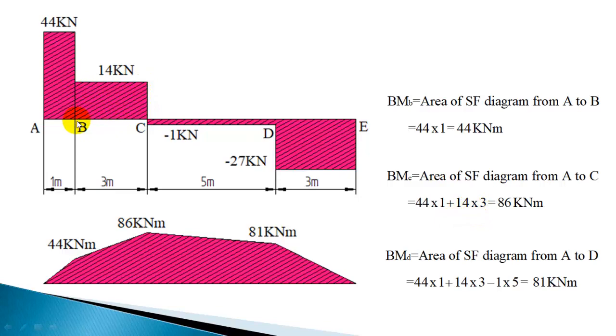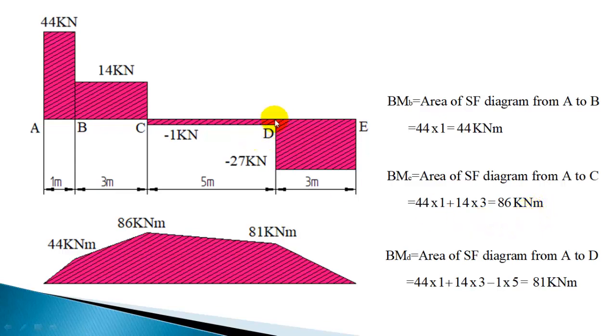When you move from B to C, the additional area which you have to add is 14 into 3. So bending moment at the previous location, that is 44 kilonewton meter, plus area between B and C, that can be added and you can get the bending moment at C. Or from left hand you can add the total area. Bending moment at A is 0, extreme left hand bending moment is 0. So you just add the area of the shear force diagram up to point C from left hand, that will give the bending moment at C. Okay, so you get 86 kilonewton meter.